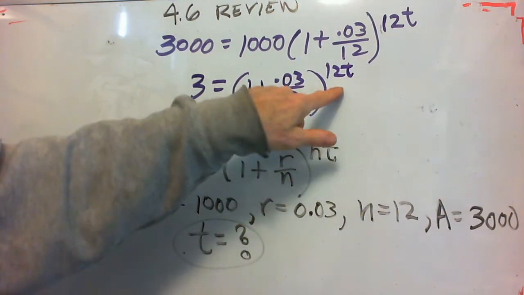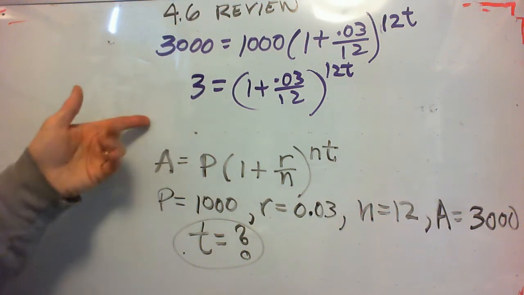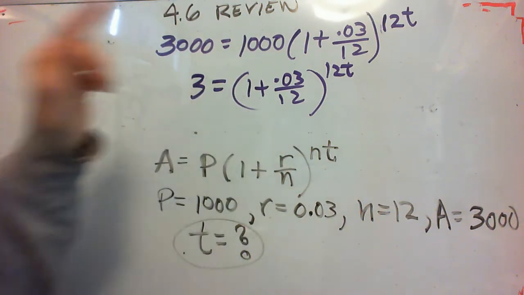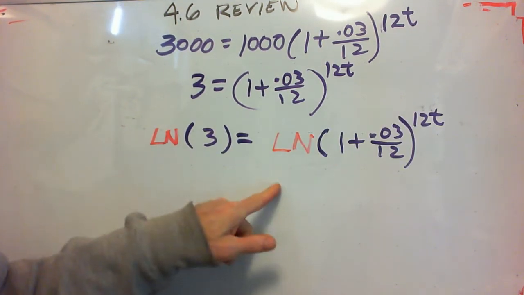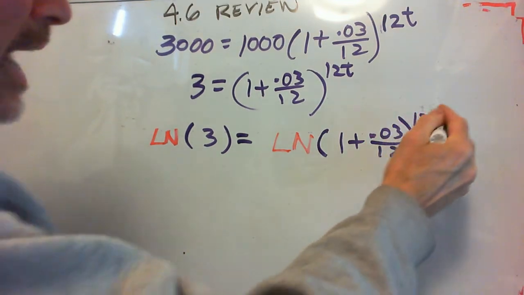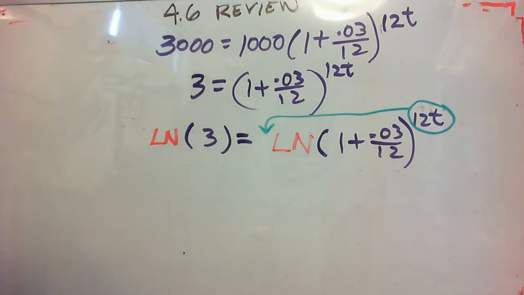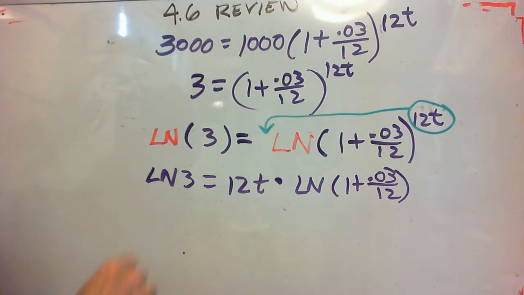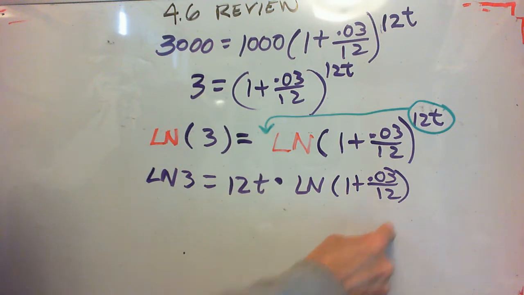Now, to get that t as a non-exponent, we take logs of both sides. It doesn't matter whether you use base 10 or the base e logs. I'm going to use the base e logs, ln of both sides. So we take ln of both sides, and now, because of our exponent property, that 12t goes out in front. It's no longer an exponent, which allows us to solve for t. So we get natural log of 3 equals 12t times ln of that quantity.